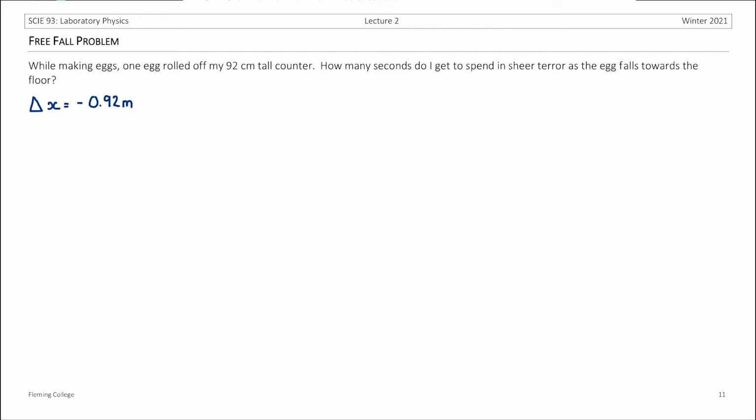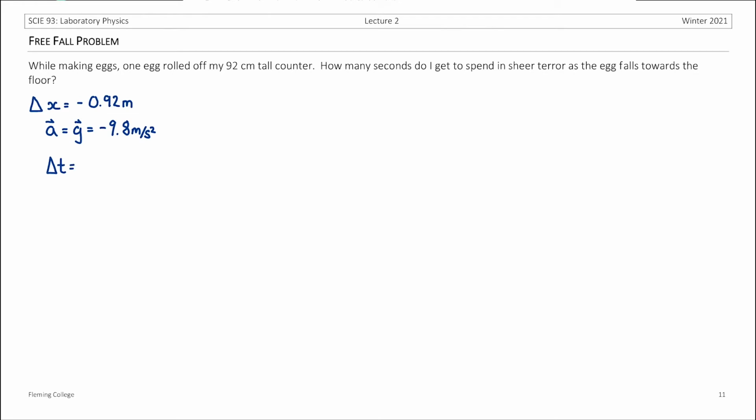The problem doesn't give us much other information, but we know it's falling, so that lets us assume the acceleration is equal to the acceleration due to gravity, which is 9.8 meters per second squared down, so we list that as negative as well.